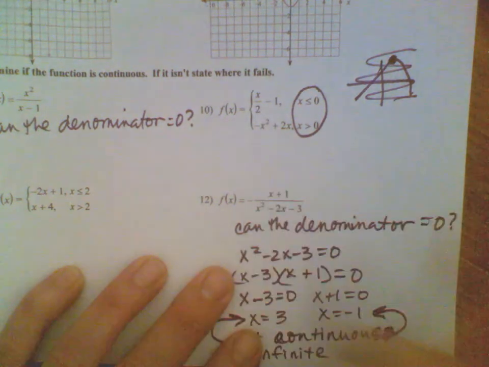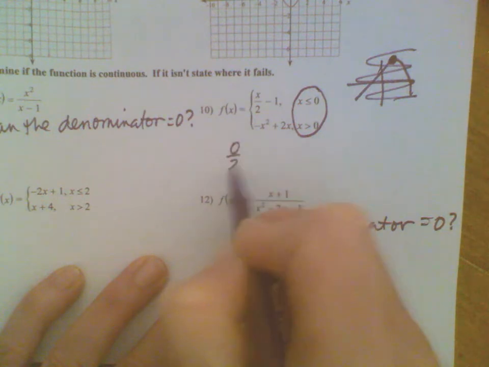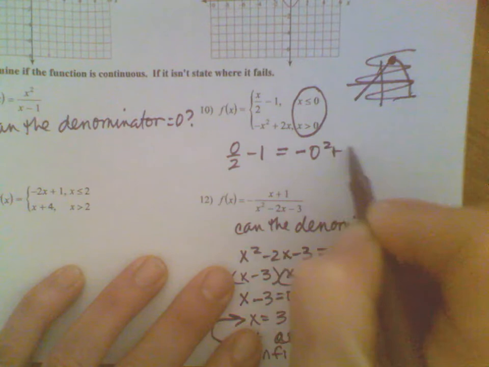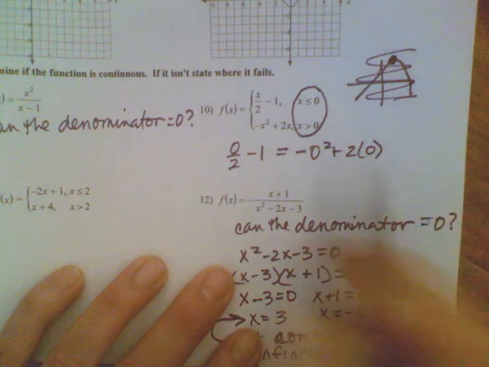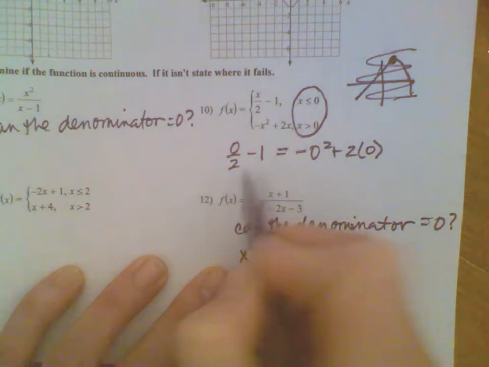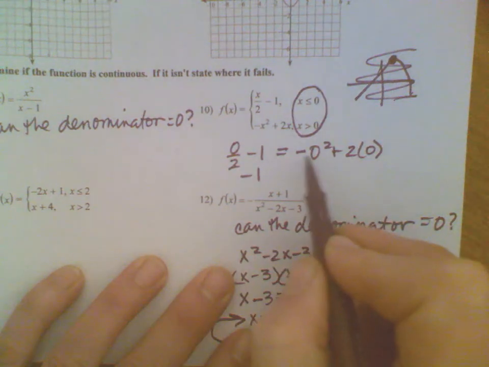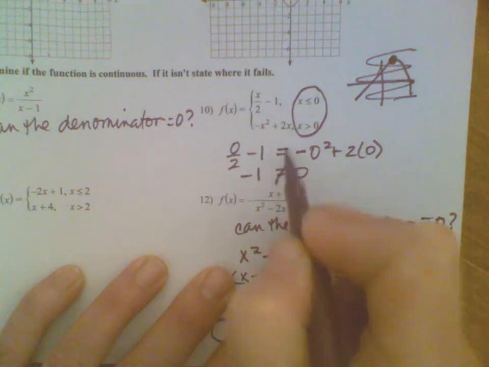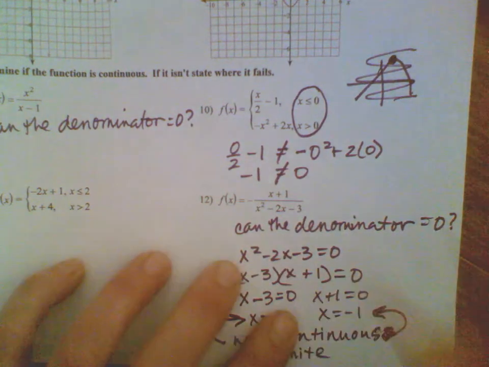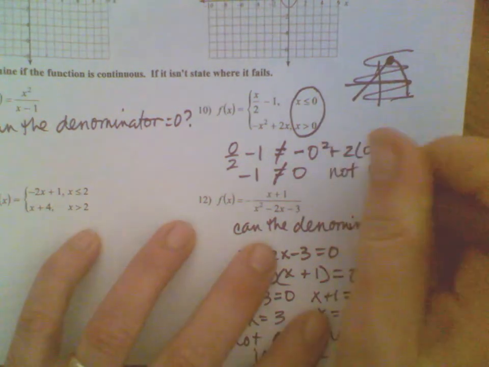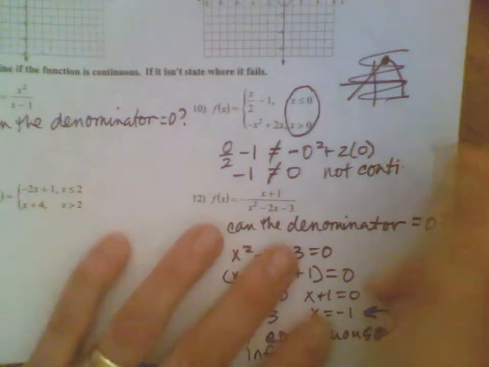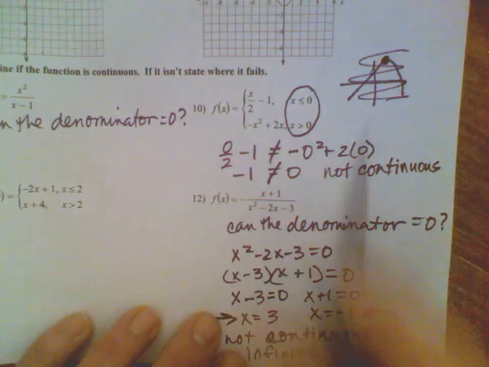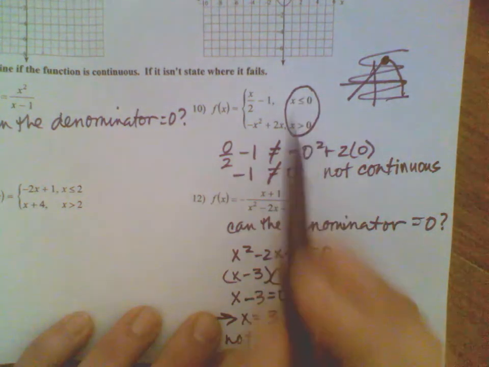So all I want to do is plug in 0: 0 over 2 minus 1, the same as the opposite of 0 squared plus 2 times 0. So 0 over 2 minus 1 is negative 1. The opposite of 0 squared plus 2 times 0 is 0. They are not equal, and therefore this is not continuous. Now, it is continuous everywhere else.